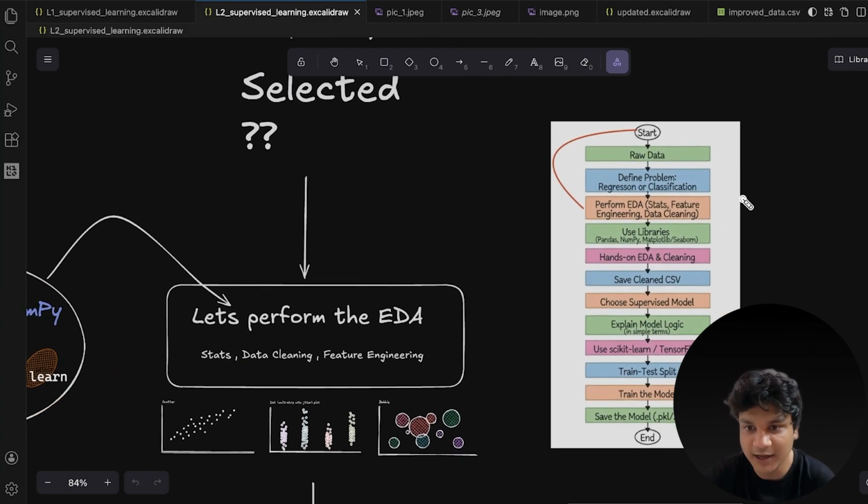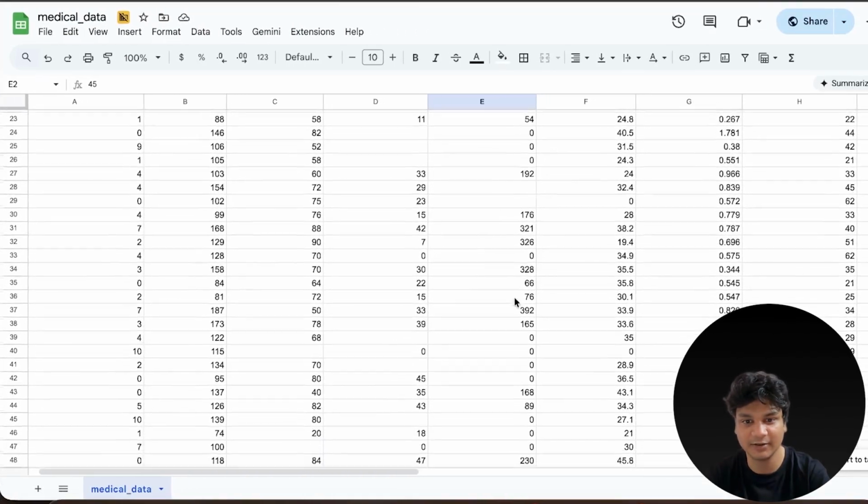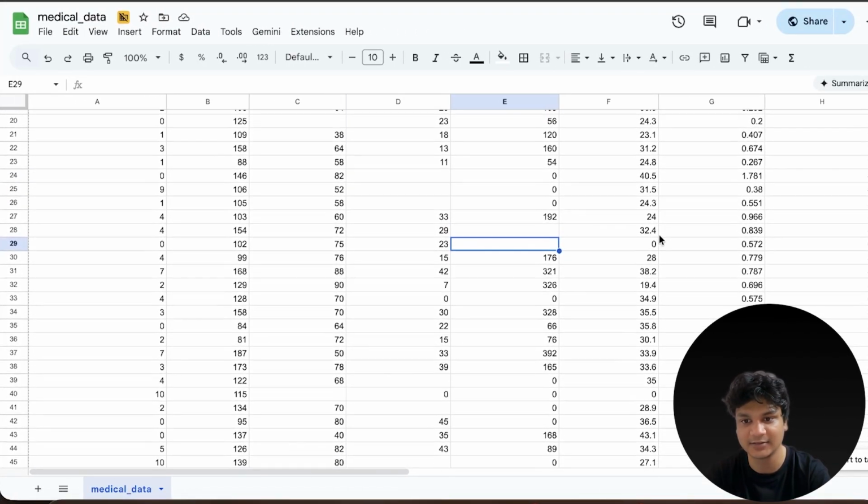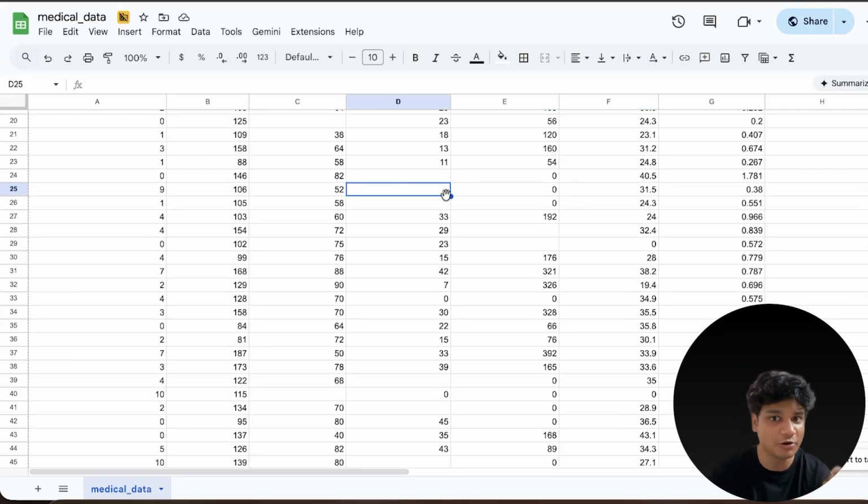Okay, so we are in step number three, the third part, right? We are supposed to analyze the data, clean the data, and do the feature engineering, all these keywords, right? It means that whatever the data looks like, it contains so much dirty data. Some contains zeros, some contains null values, some contains outliers, right?